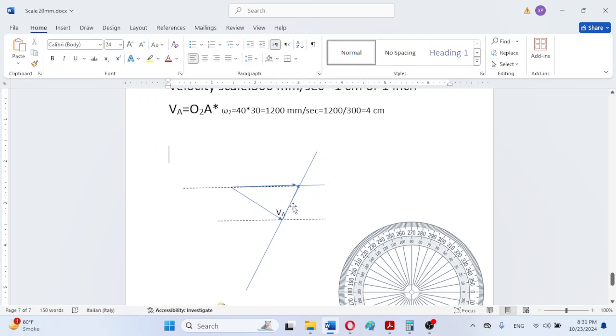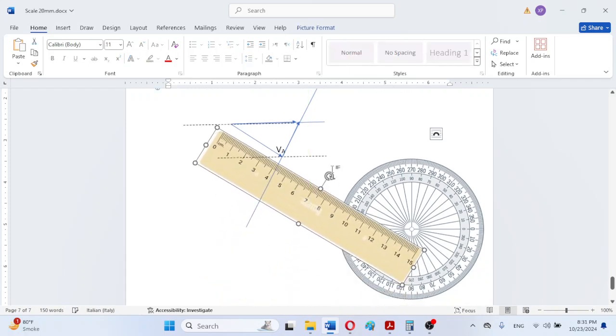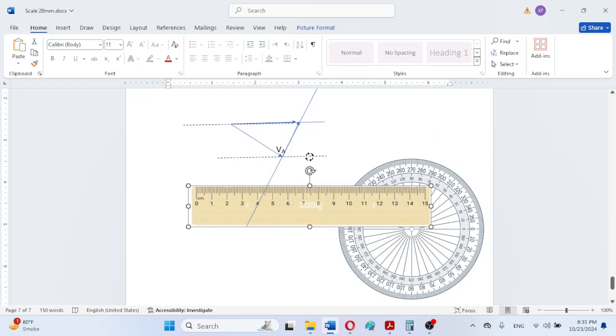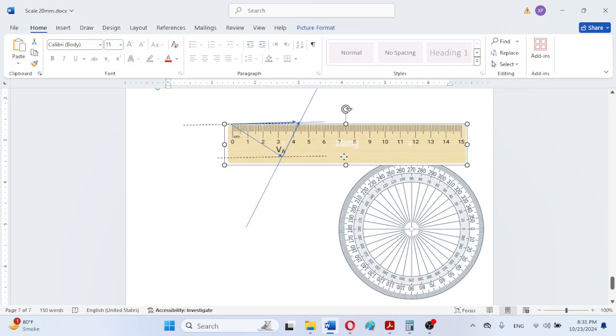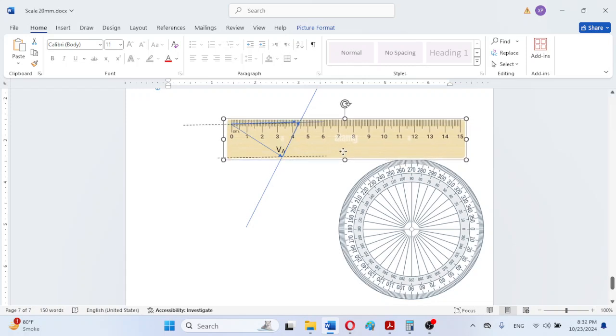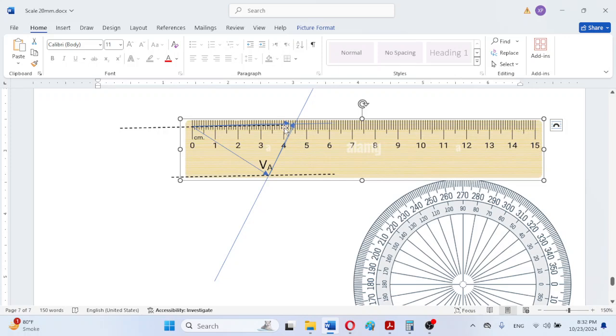Now we measure the length of these vectors to determine the magnitudes. So bring this scale and measure their lengths. For example, first of all we can measure the length of the slider approximately very carefully, and as we can observe, here is the length of the slider, we can further zoom in for a better view. As we can observe here, this is actually 4.2, for example 4.2 centimeters.